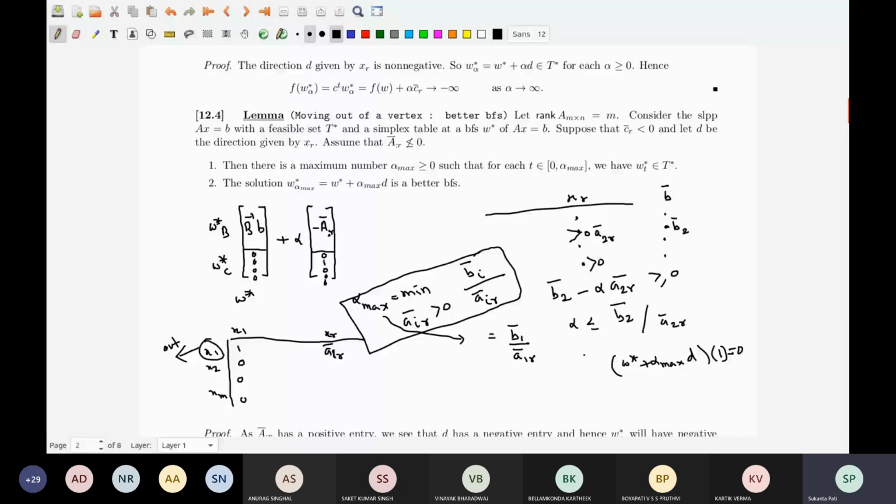So rest of the columns like x2 to xm, they are there without any problem. So only thing is that I am trying to remove x1. Then what variable should I replace it with? Now you replace it with xr, because xr has that corresponding entry positive, so that column can be easily converted to 1000, that kind of thing. E1, it can be easily converted to E1. So this entry is called a pivot.